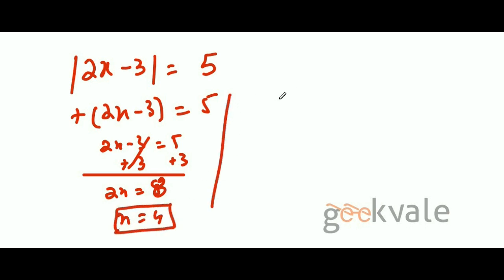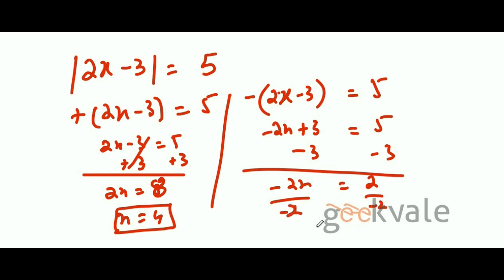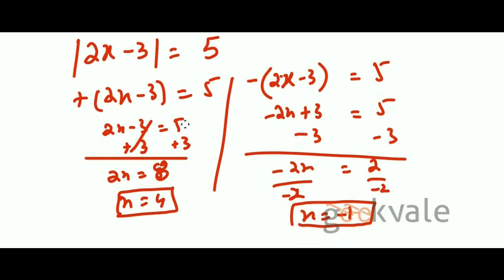The second one will be minus of (2x minus 3) equals 5. Minus 2x plus 3 equals 5. Subtract 3 from both sides. You will get minus 2x equals 2. Divide by minus 2 on both sides. You will get x equals minus 1. I've got two answers.